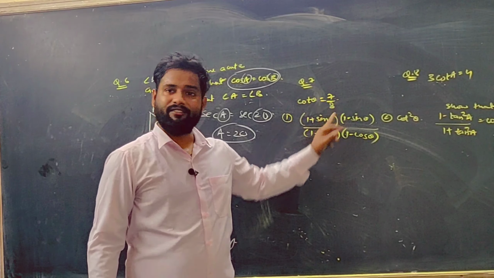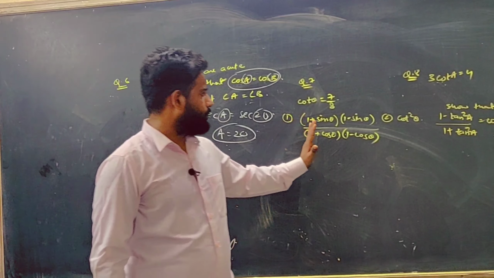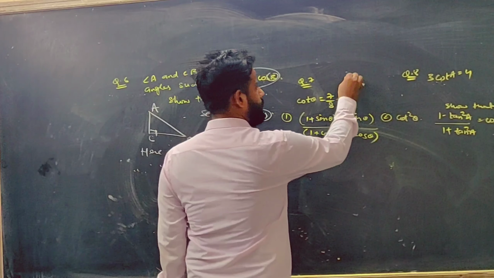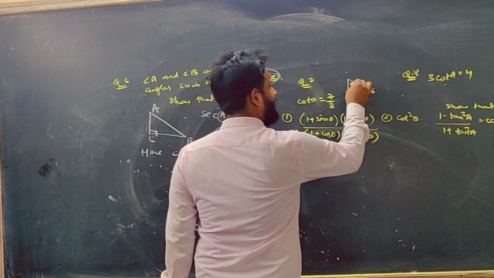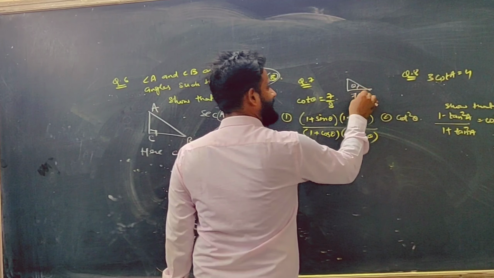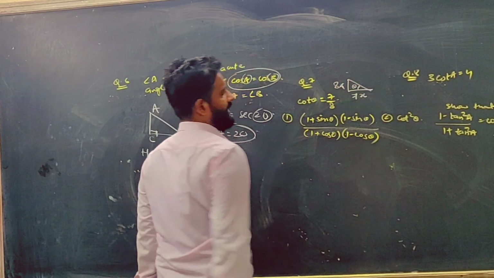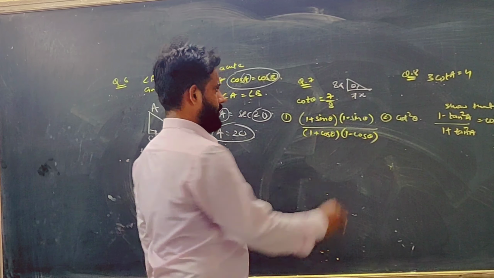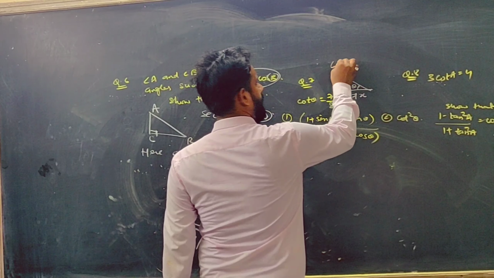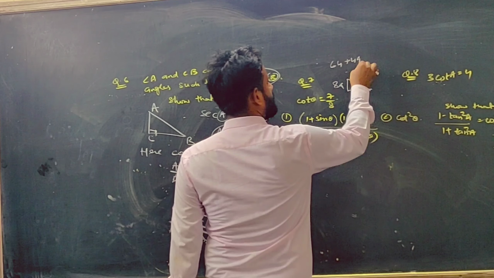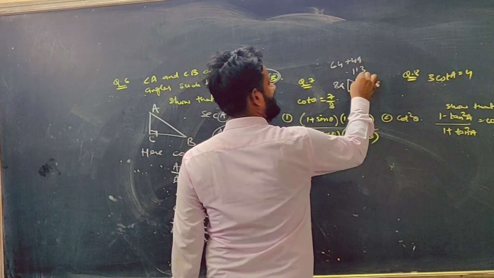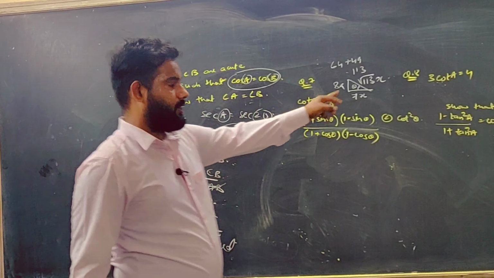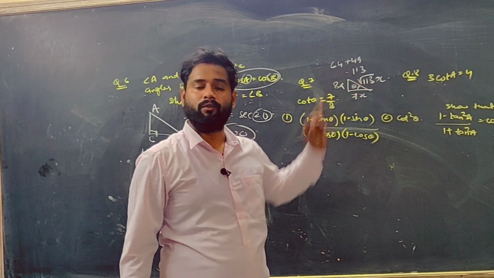Now, question number 7. Cot theta is given as 7 by 8 and you have to find the value of this expression. It's quite simple. Draw the triangle, make this angle theta, with adjacent upon opposite as 7x and 8x. So 64 and 49, that will give 113x squared, so the hypotenuse is root 113 x using the Pythagoras theorem.